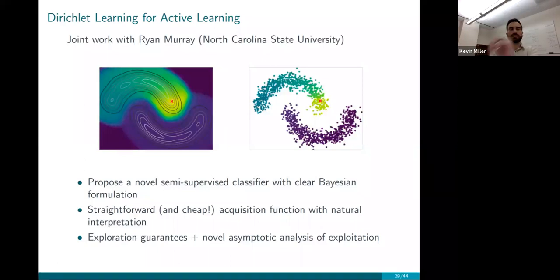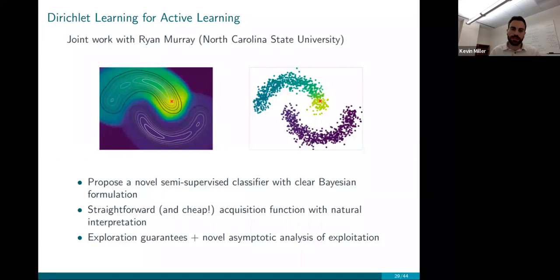So the next work I want to talk about is what we're calling Dirichlet learning for active learning. This is joint work with my collaborator Ryan Murray at NC State. And the main point I want to give here is that we propose this new semi-supervised classifier that has this nice Bayesian formulation for these graph-based semi-supervised learning models. And it's more specifically tailored to classification.